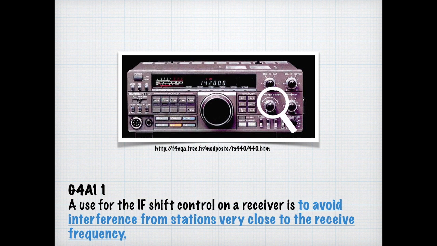As shown in the magnifying ring of this photo of a TS-440 is the IF shift control. You need to know for the exam that a use of the IF shift control on a receiver is to avoid interference from stations very close to the received frequency.